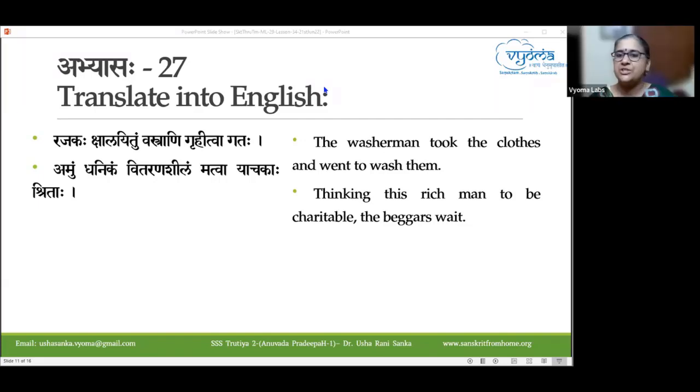No, "thought of this rich man," no. Thought is not right. Having thought, we should have "having." It's not "thought of." It's wrong in English grammar also. It's not working.